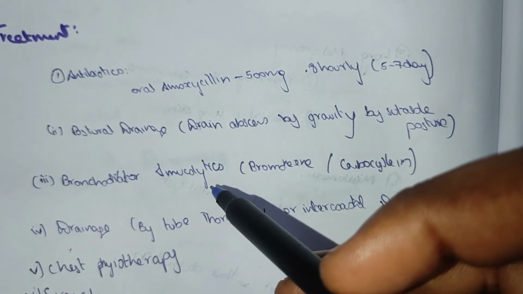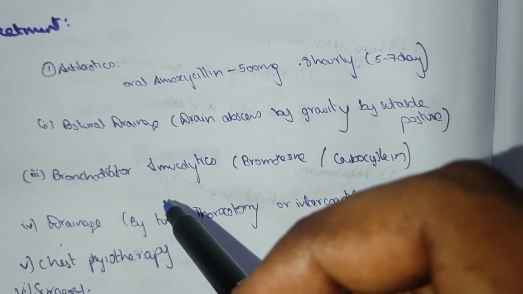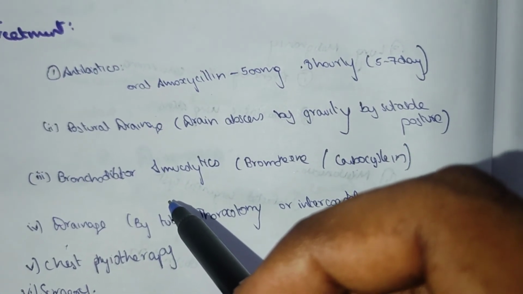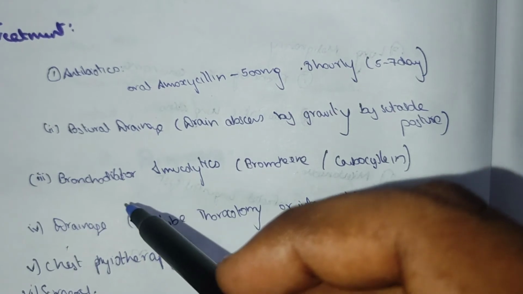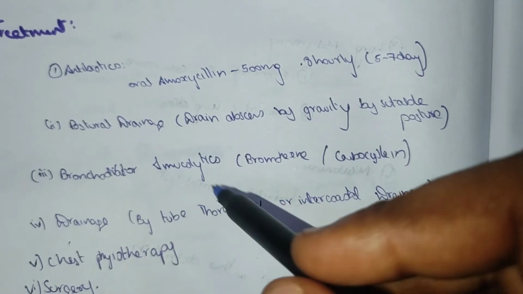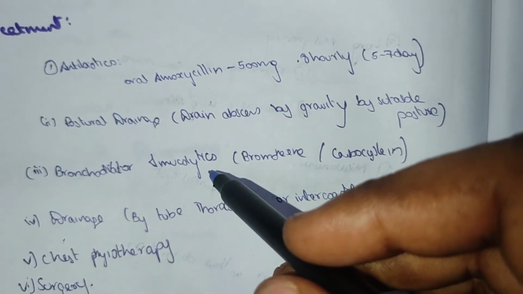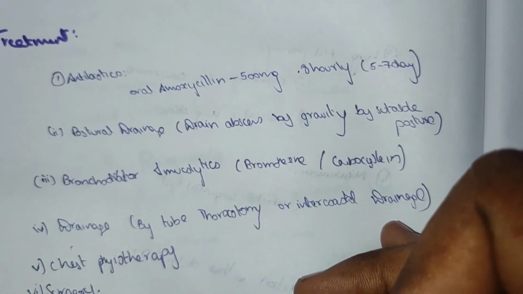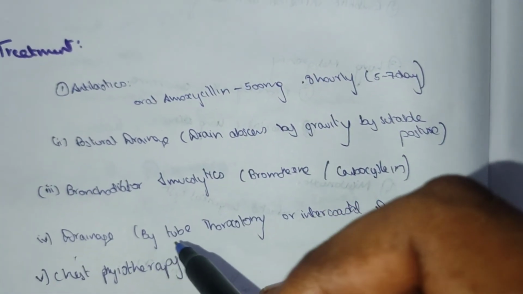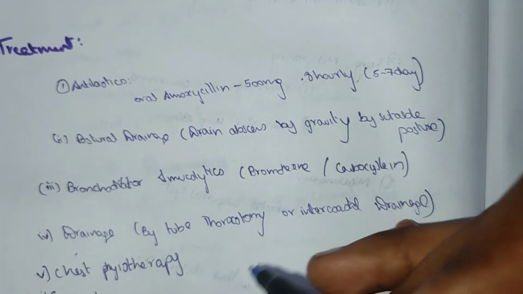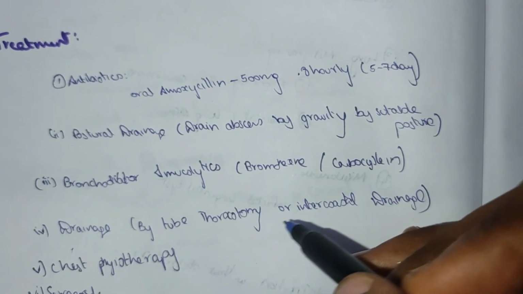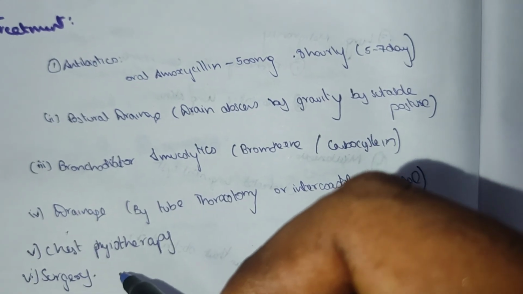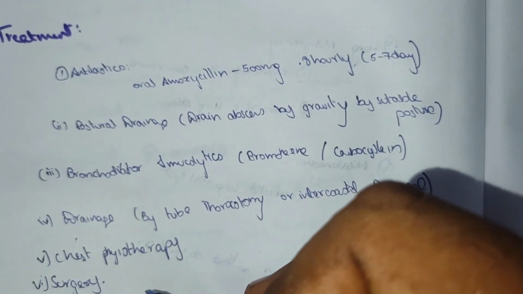Bronchodilators and mucolytics are used. Due to the presence of pus cells in the bronchus as well as lungs, bronchodilators are used to dilate the bronchus, and mucolytics are used so that mucus secretion is stopped. And the drainage is by tube thoracotomy as well as intercostal drainage. Chest physiotherapy is given, as well as surgery is done when it is needed.